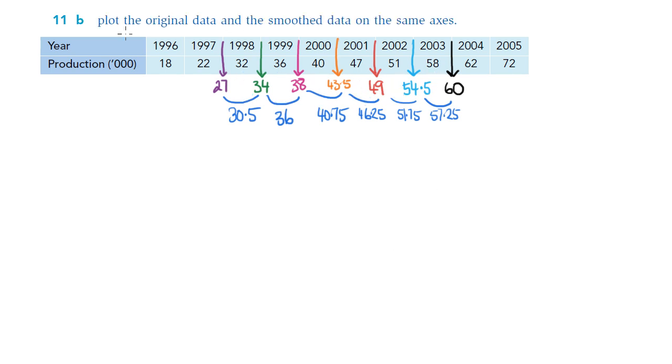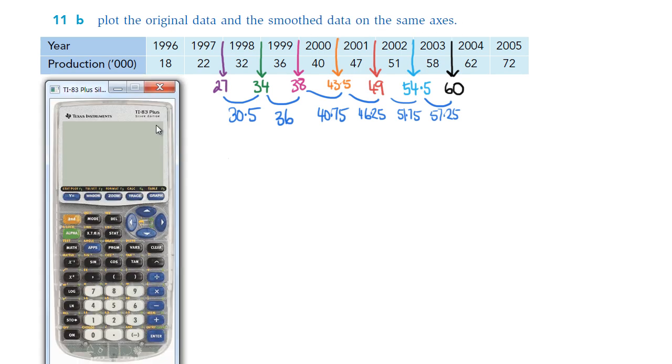Part B of the question wants us to plot the original data and the smooth data on the same axes again. So I'll show you that on the calculator this time.